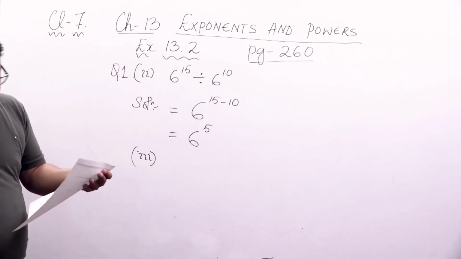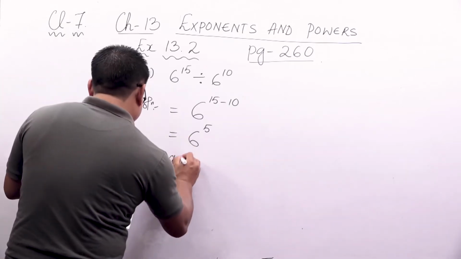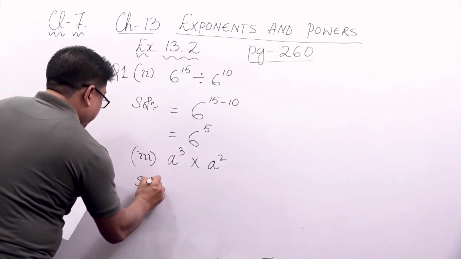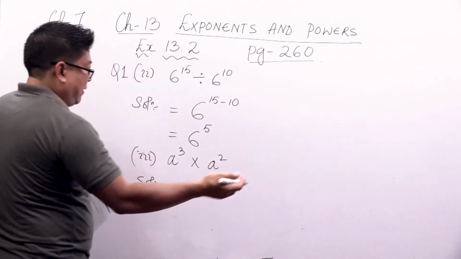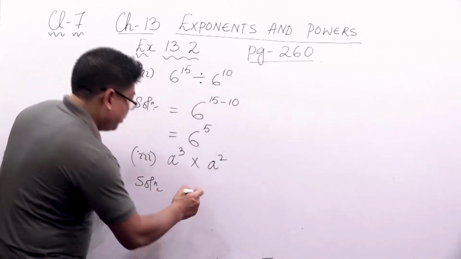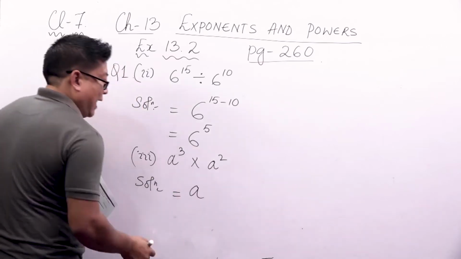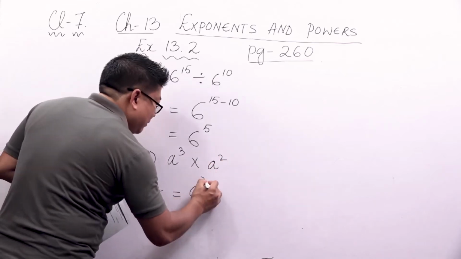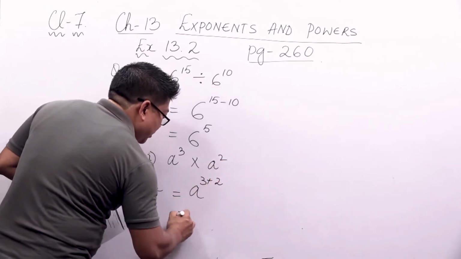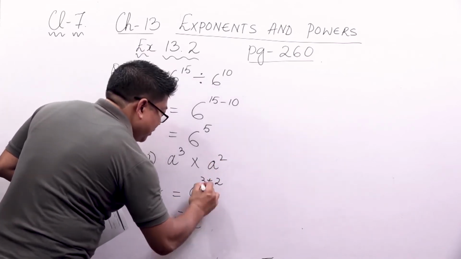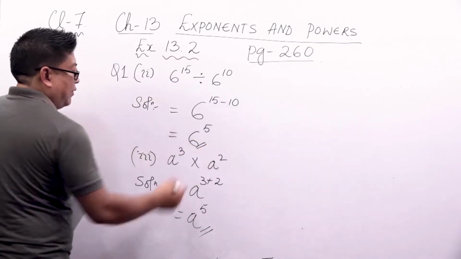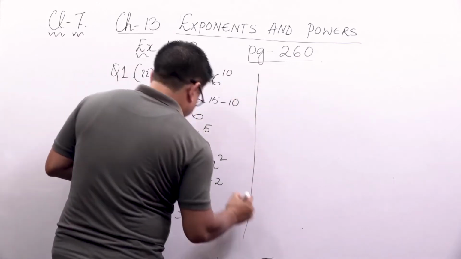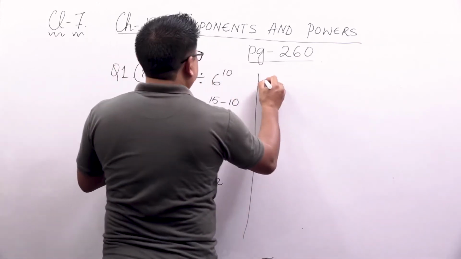The third question is a to the power 3 into a to the power 2. So this is also same base and multiply. So it is multiply, so we will add the powers. A to the power 3 plus 2 is 5. It's quite simple, okay? Now let's move to the next question.